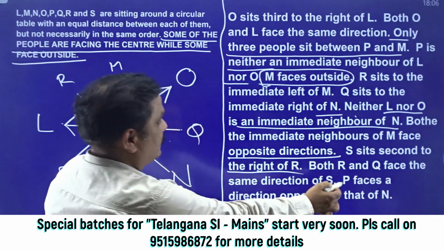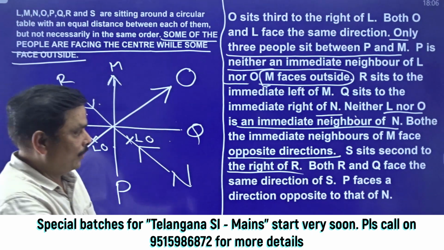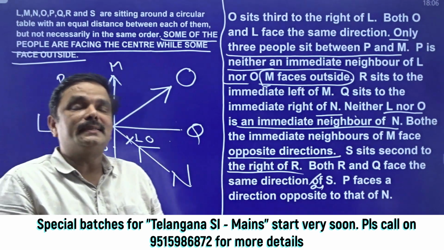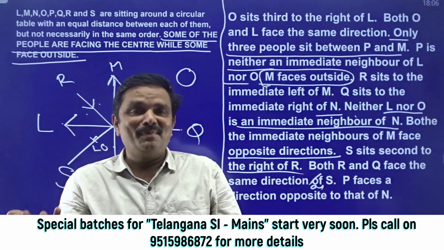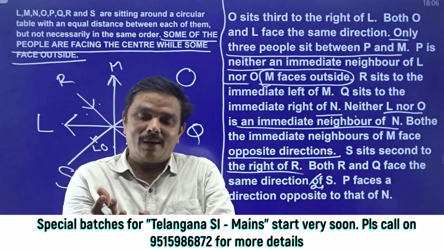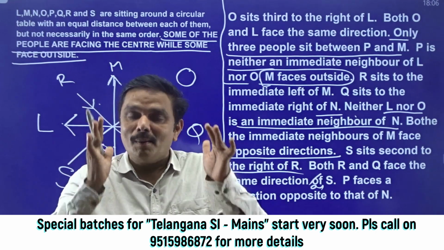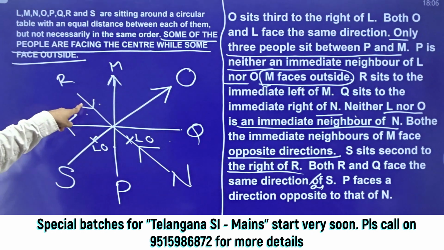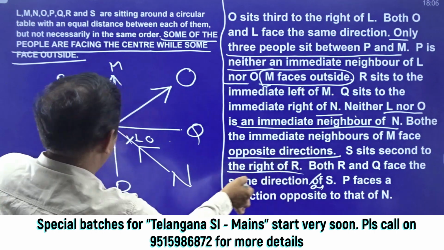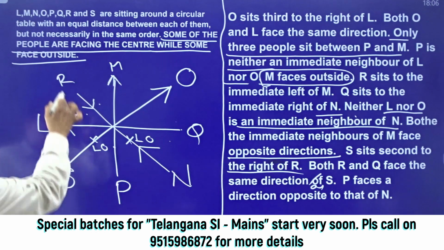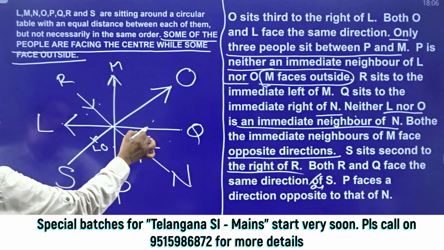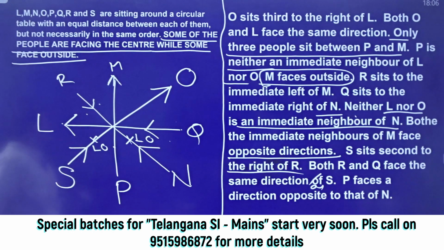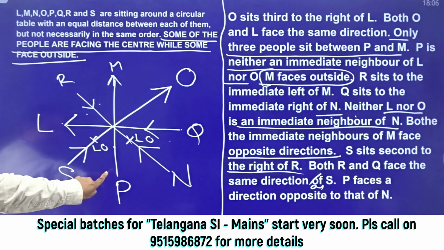Both R and Q face the same direction as S. What is the meaning of same direction as S? R, Q and S, all three must face the same direction. Now very clearly R is facing inside. Then R, Q, S must face inside only. When R is inside, Q must be inside, S must be inside. Now only one thing is left out, that is P.